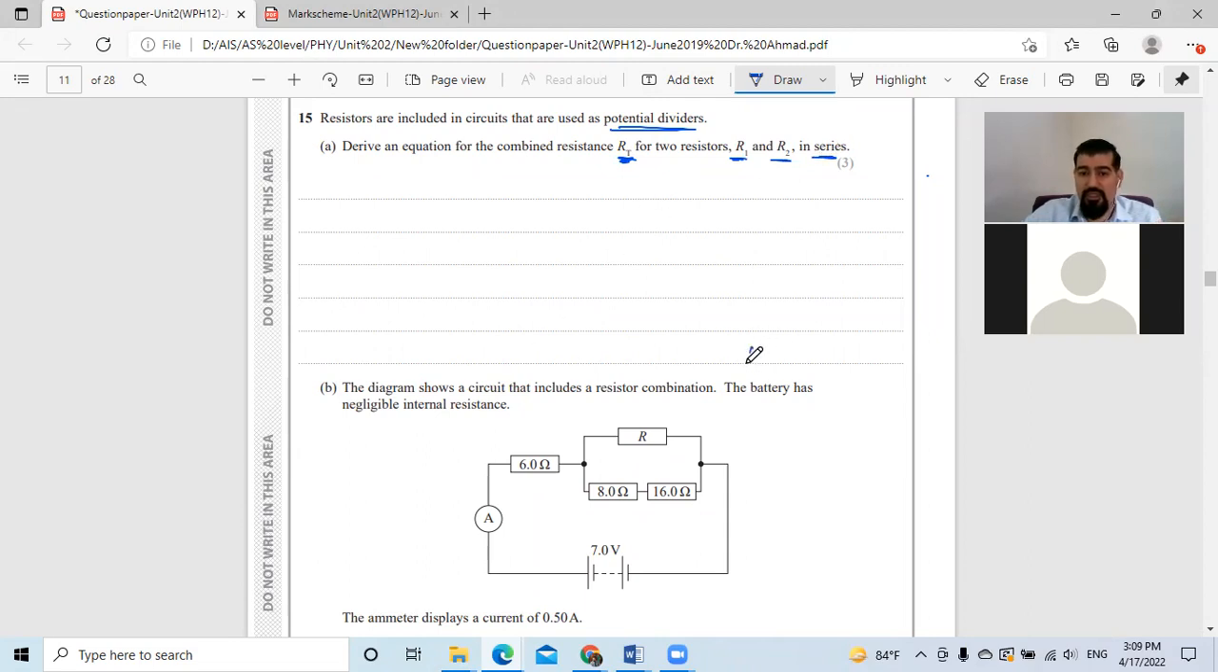Now we know the formula R total equals R1 plus R2, but we have to derive it. They give us a hint that the voltage is divided between them. So the total voltage equals the voltage for the first resistor plus the voltage for the second resistor. And because they are connected in series, they have the same current, and the voltage is divided, but the current is the same.